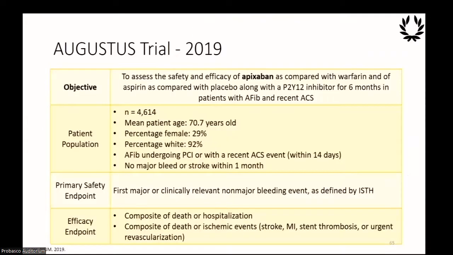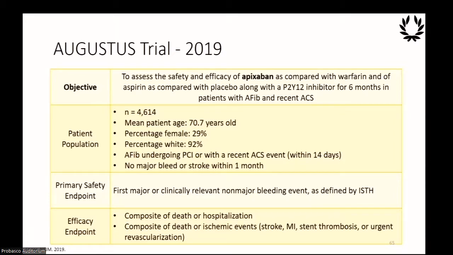Okay, so Augustus, this is the third and final trial that we're going to look at concerning anticoagulation. This is also one of the most recent ones. So concerning the three most commonly used DOACs, it involves apixaban. The objective of the Augustus trial was to assess the safety and efficacy of apixaban as compared with warfarin, and of low-dose aspirin as compared with placebo, along with the P2Y12 inhibitor therapy for 6 months in patients with AFib and a recent ACS.